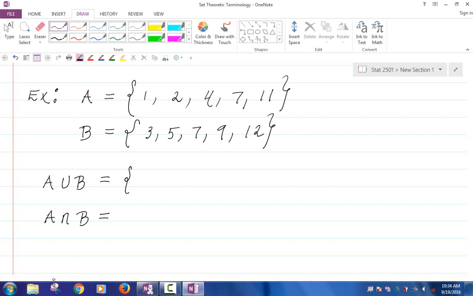What is the definition of A union B? Elements that belong to either A or B, right? Yeah, you just put together all the elements of A and B together, right? So what do you get?